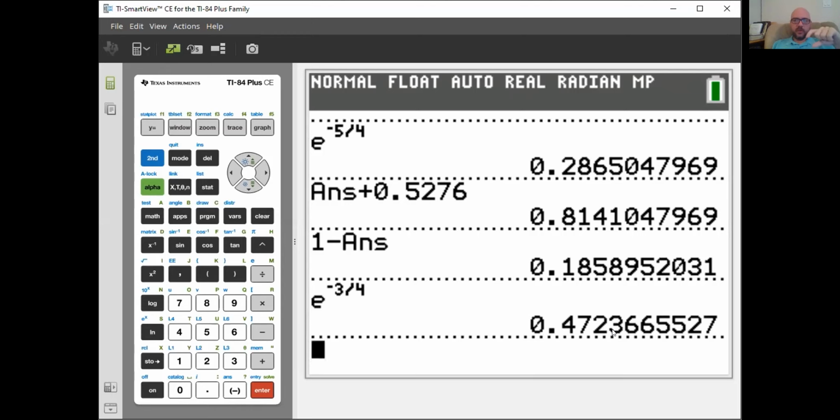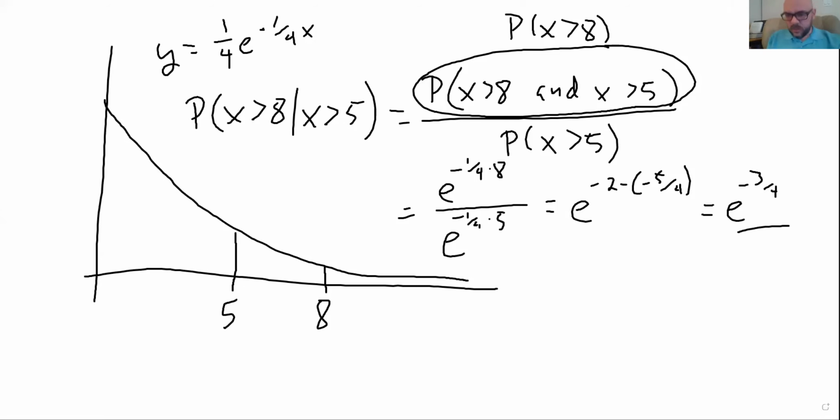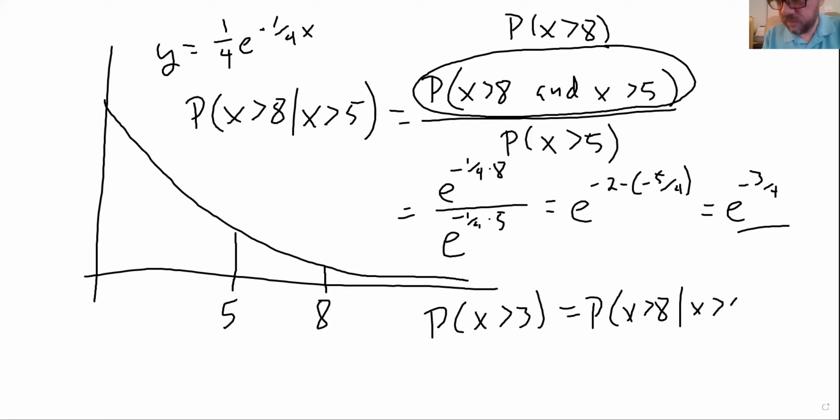If we were to calculate the probability that x is less than 3, we would do 1 minus the probability that x is greater than 3. What we would do is calculate e to the minus 3/4. It's literally the same calculation. So what that means is the following. The probability that x is greater than 3 is the same as the probability that x is greater than 8, given that x is greater than 5. And in fact, that would be true for any choice of years that were 3 apart.